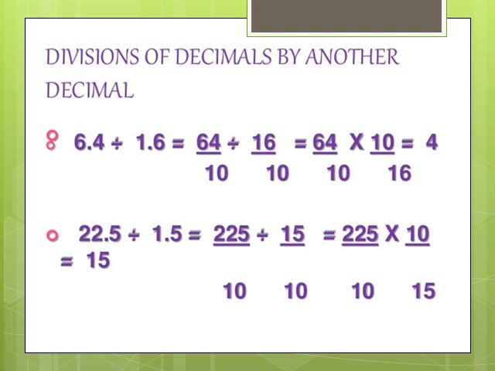Similarly, the next example is to divide these decimal numbers. 22.5 is also changed to a fraction. 1.5 is also changed to a fraction. When you are changing division into multiplication, find the reciprocal of 15 upon 10, that is 10 upon 15. Solve it, your answer, the quotient, will be 15.